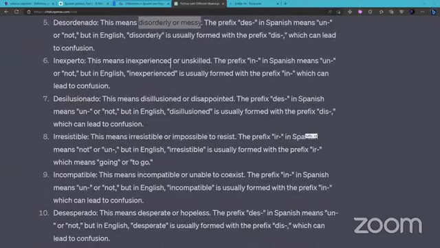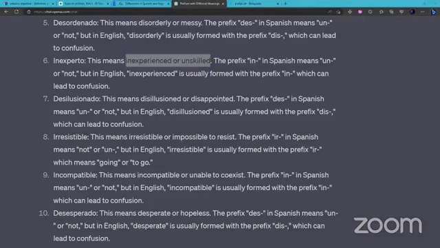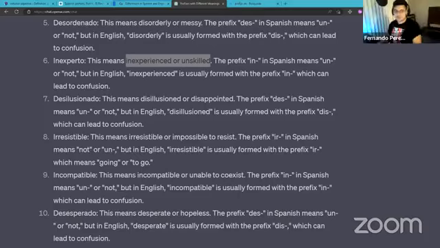Inexperto. This means inexperienced or unskilled. Look at this, unskilled. So in many cases it's similar in English as in Spanish, but then in others "in" transforms into "un". That's the one I really want you to pay attention to. Unskilled. "In" transforms into "un" on many occasions.